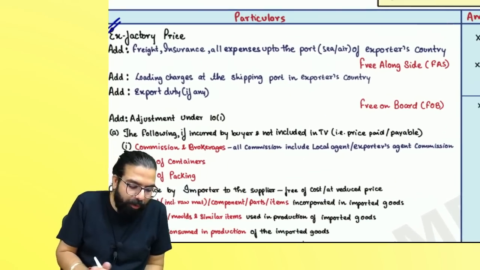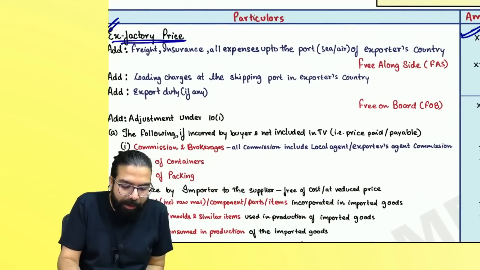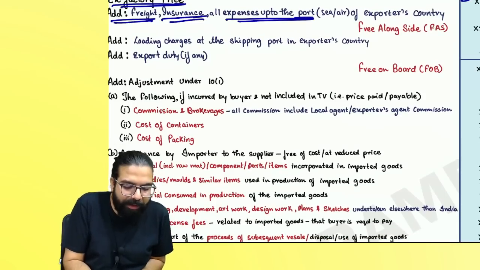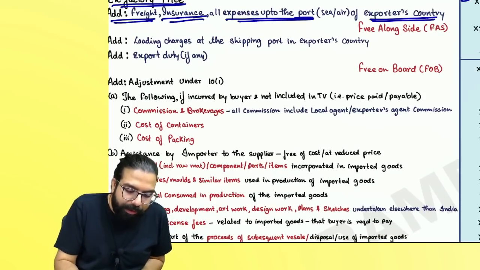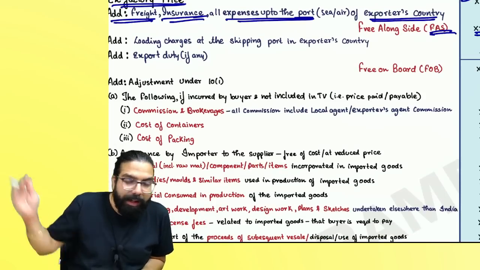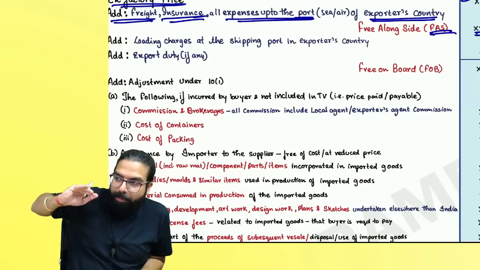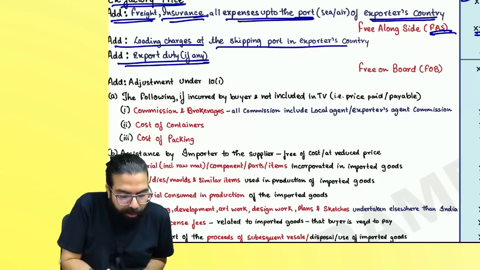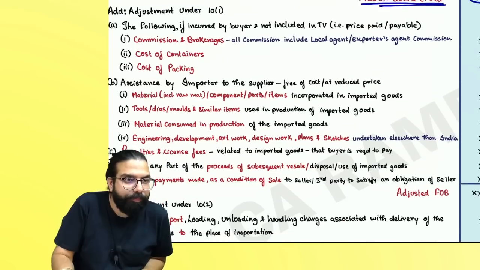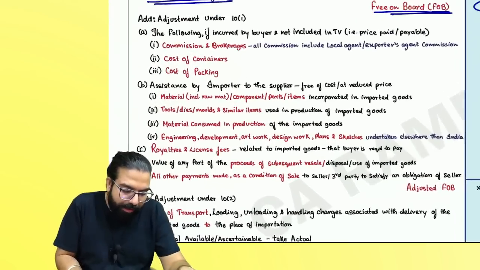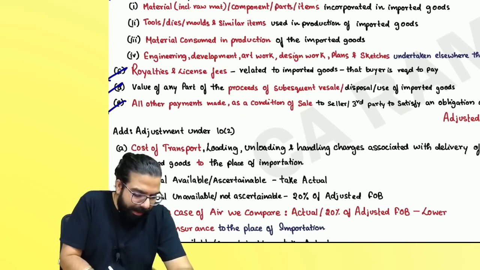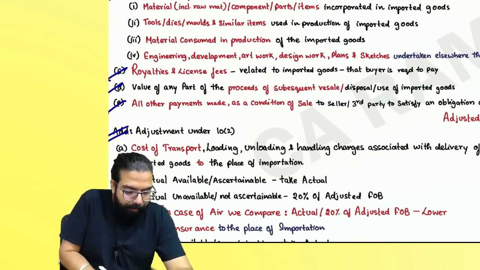So sir, how do we do it in the exam? First of all, your expected price will be there. With the expected price, you will take freight and insurance and all the expenses up to the port. Then you will get free alongside the ship. In the free alongside the ship, then loading will be done on the ship. So sir, loading charges at the shipping port and export duty, when you add them, he will give you the FOB value. In FOB, we will start adding section 10(1) (a), (b), (c), (d), (e) adjustments. And then you have section 10(2) adjustment.